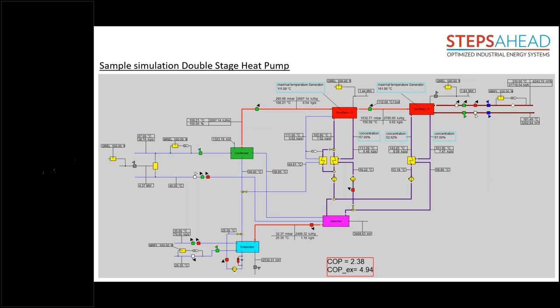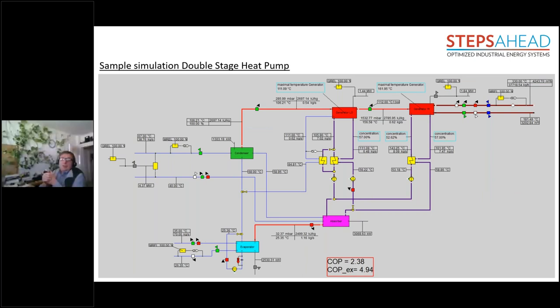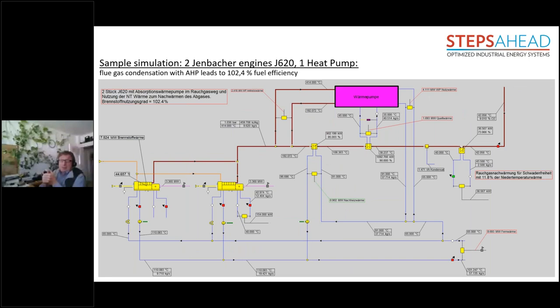This is a sample simulation for the same machine being used as a double stage heat pump. Next slide, please. And this is the pre-last slide already.